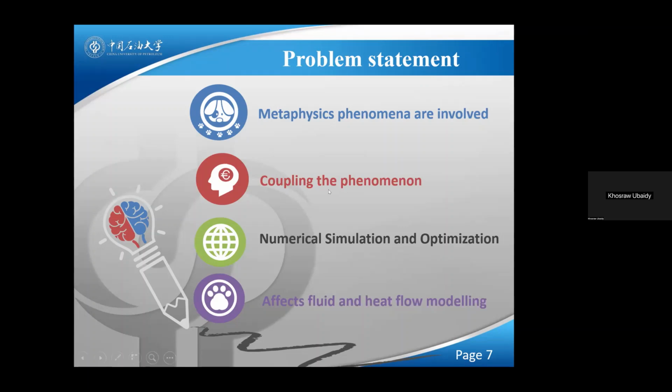Okay. Thank you. Here, first we have the problem statements, in which multiphysics phenomena are already involved: coupling the phenomena, numerical simulation and optimization, and the effects of fluids and heat flow modeling, after combination of both systems.